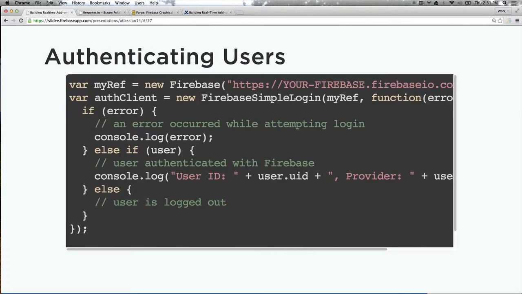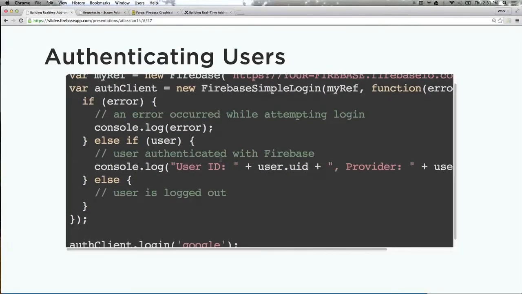Authenticating users briefly just looks like this. I use a new Firebase Simple Login. I pass in the reference to my Firebase and a callback. This callback basically has 3 states: an error code while attempting login, like a wrong password or not authorized. Otherwise, if I have a user object, then the user's been authenticated. Otherwise, the user's logged out.